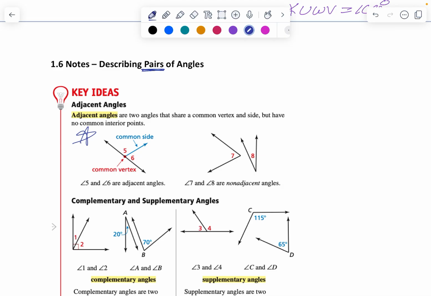When two angles have a common vertex and side, like this one, then those are adjacent angles. Adjacent angles are next to each other. These are not, because they're not touching. They don't have a common vertex or a common side.